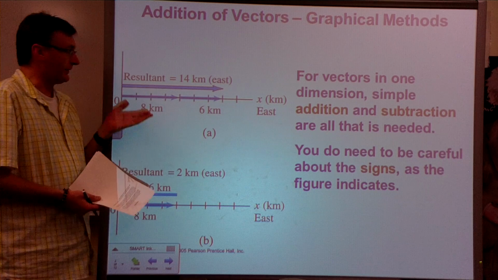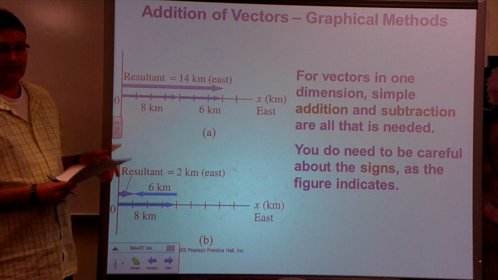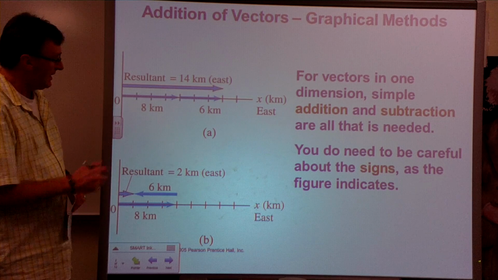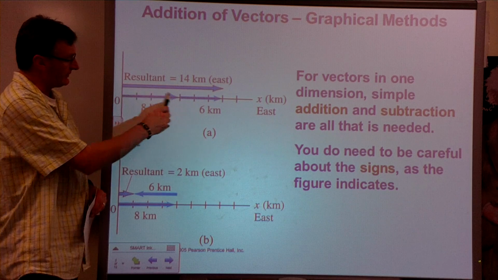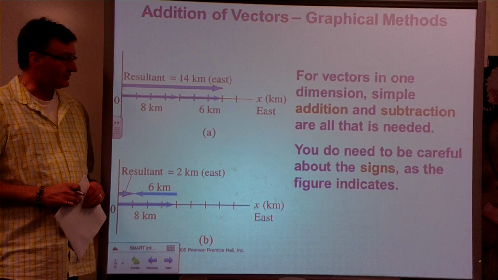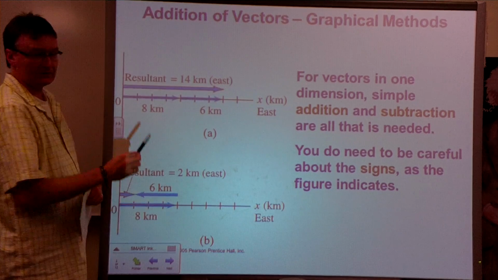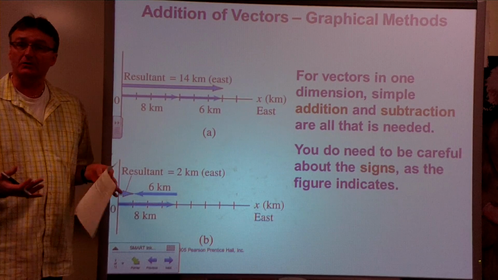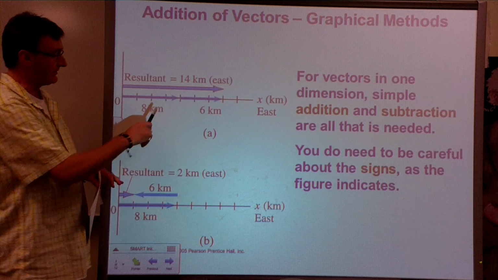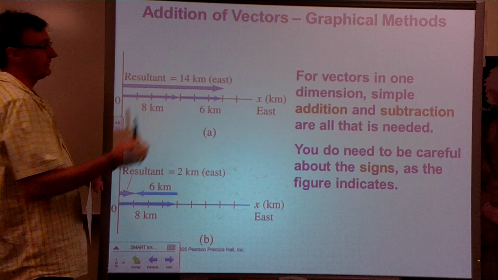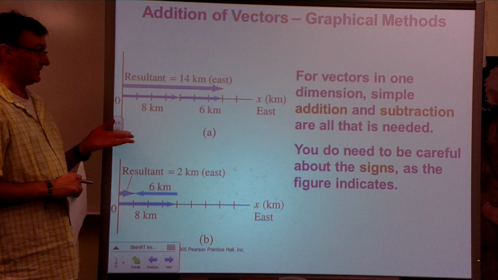And in this case we have a very simple example. We have a couple of vectors in one dimension. We have one vector that's 8 kilometers in magnitude to the east, and then we have another vector that's 6 kilometers in magnitude also to the east. So when we add those together, then we can just simply add the two numbers together, and our resultant will be 14 kilometers to the east.